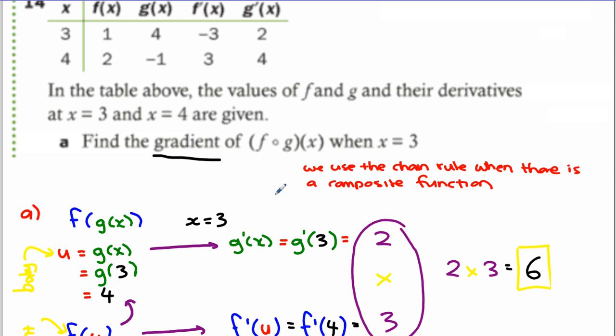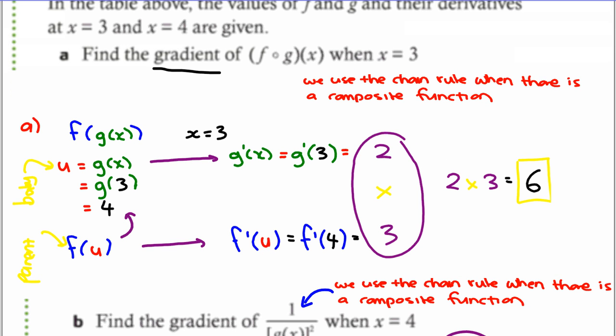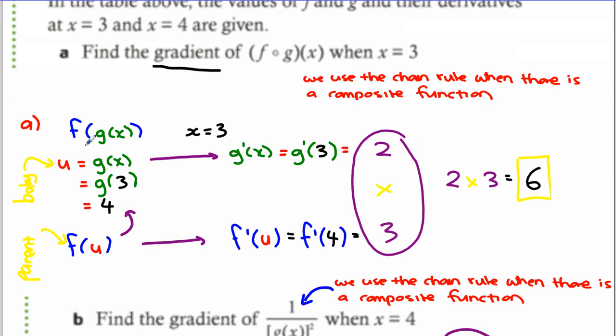Remember, f of g of x means g of x was subbed into f. So it's important to identify the mother function. The parent function is f, and the baby function, if you're going to use that word, the one that was subbed in, would have been g of x. So when I do my chain rule, I tend to define what is the baby. The one that was subbed in, the baby, was g of x.